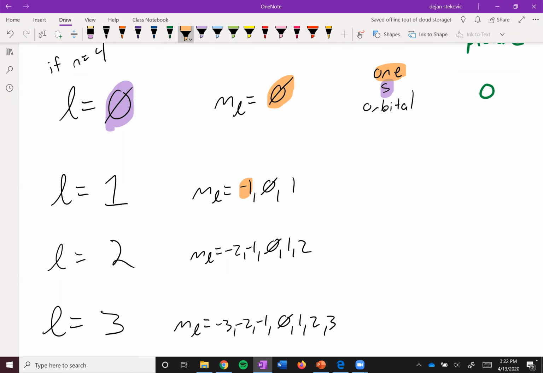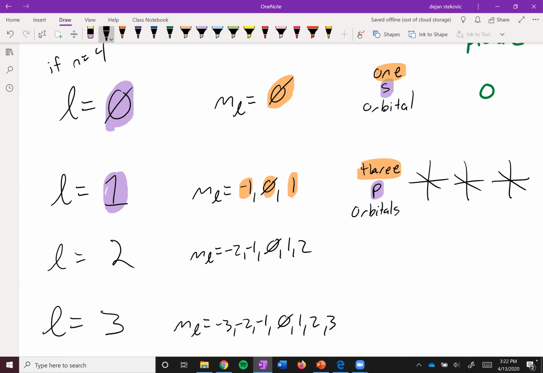Here we see that we have 1, 2, 3 orbitals. And these are p orbitals because when L is equal to 1, we have a p orbital. So you have 3 p orbitals. If you think back to earlier, the p orbitals are basically just dumbbells. There's one along this axis, one along that axis, and then one along this axis.